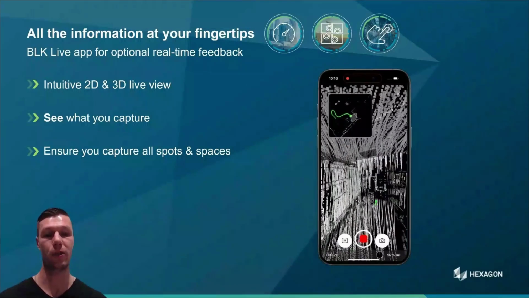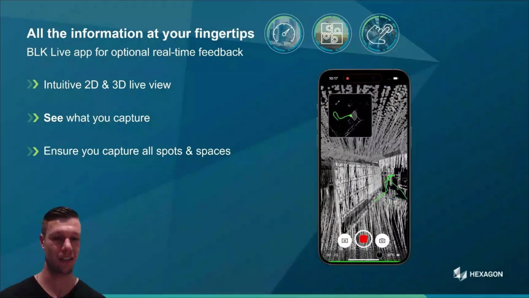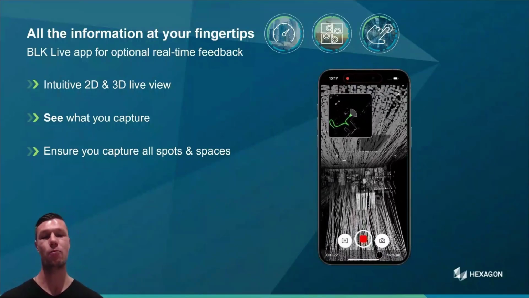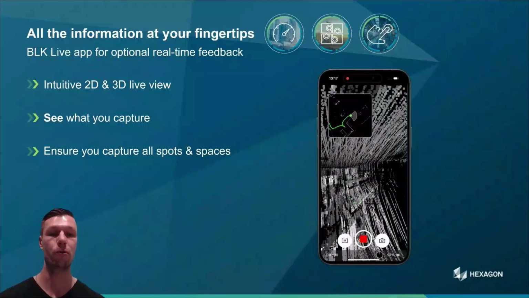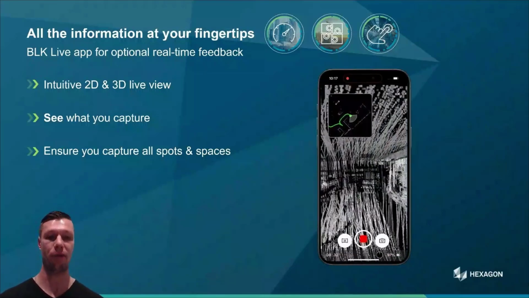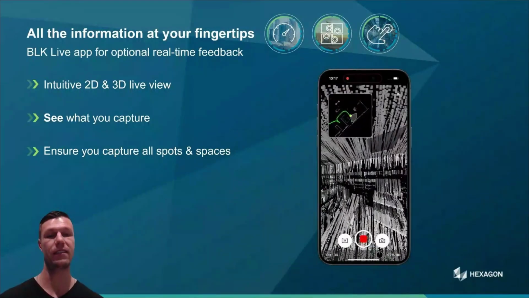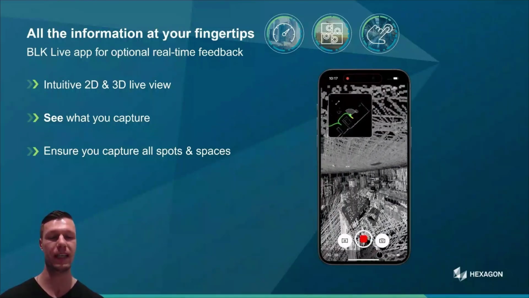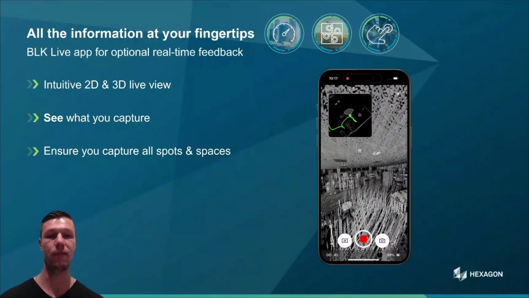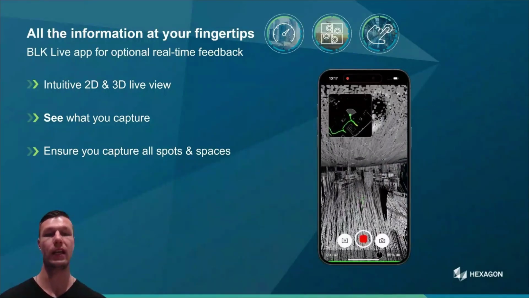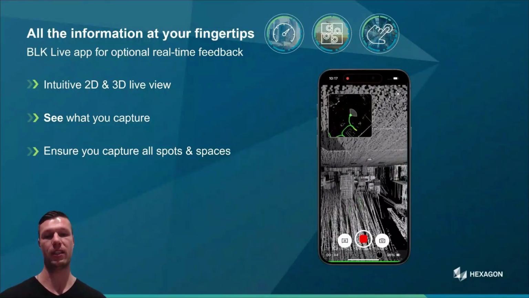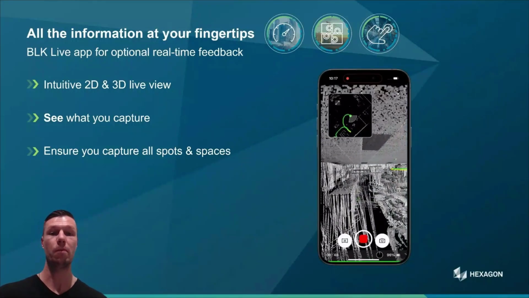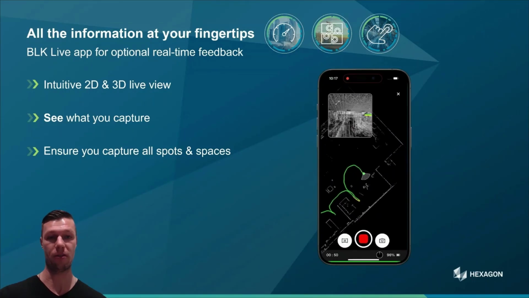So we get a reduced point cloud and it's not colorized. So don't worry, this is not the final output, but this is a real-time output to ensure that you capture everything that you need. And for this, the app is great because you walk through the space and in real time you see with the 3D view and also the 2D view all the areas that you captured to really ensure that you don't miss any important information.